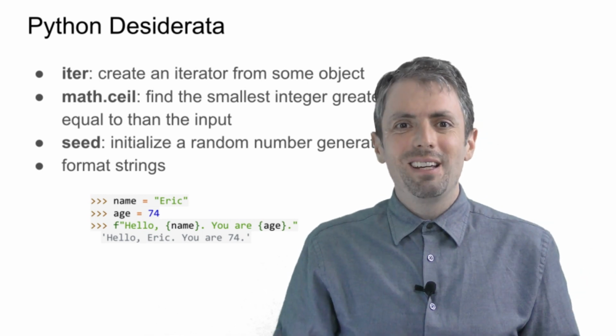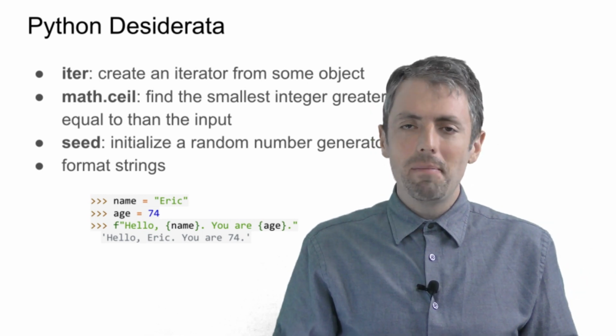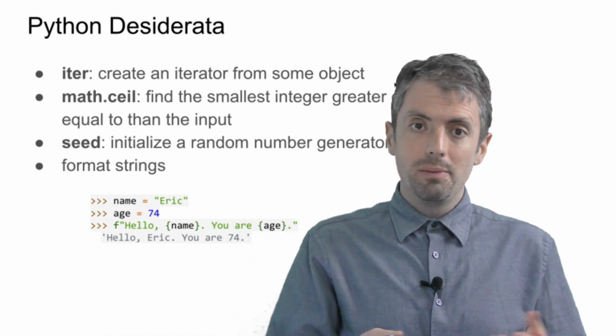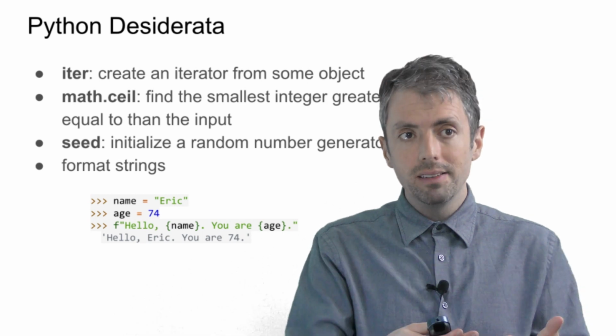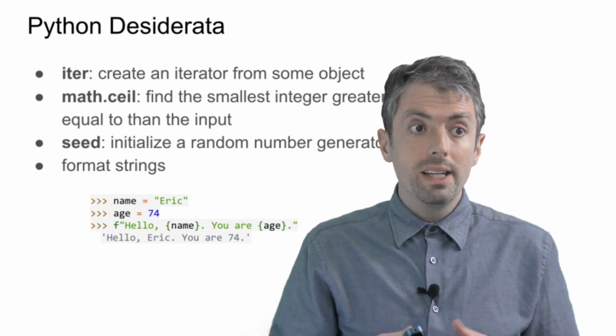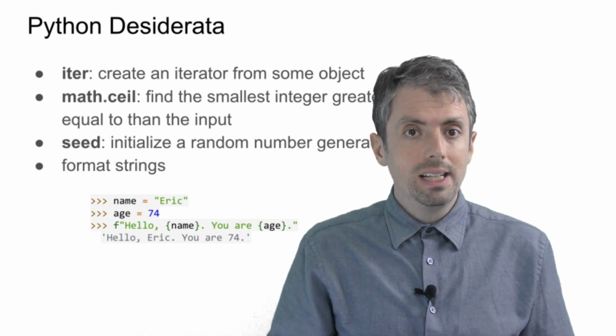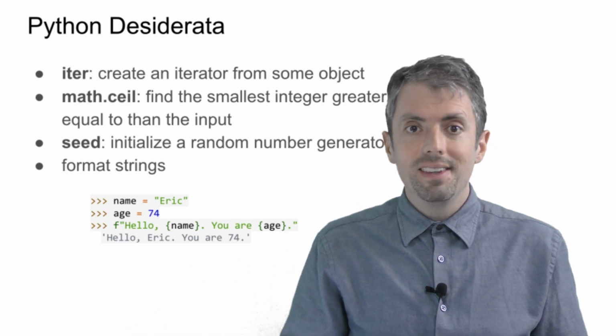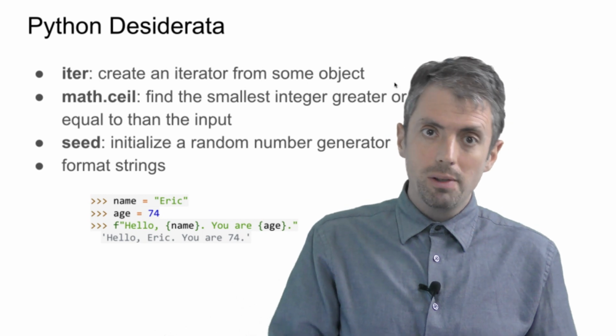Another thing that Python Engineer uses is math.ceiling. So if you know the ceiling operator from mathematics, this should be very familiar to you. This just finds the smallest integer greater than or equal to the input. So for example, the ceiling of pi would be 4. And the ceiling of 3 would be 3.